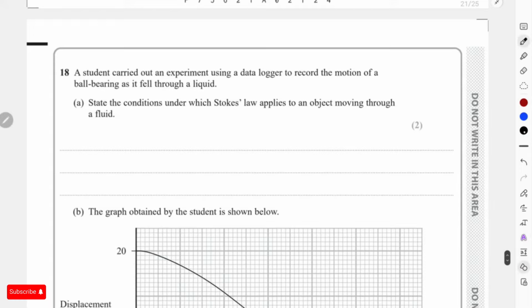Now it says that a student carried out an experiment using a data logger to record the motion of a ball bearing as it fell through a liquid. State the condition under which Stokes' law applies to an object moving through a liquid. Obviously, it has to have a very small radius and be spherical, right? And also fall through a fluid that is in laminar flow. So we can just write: small spherical object moving at low speed.